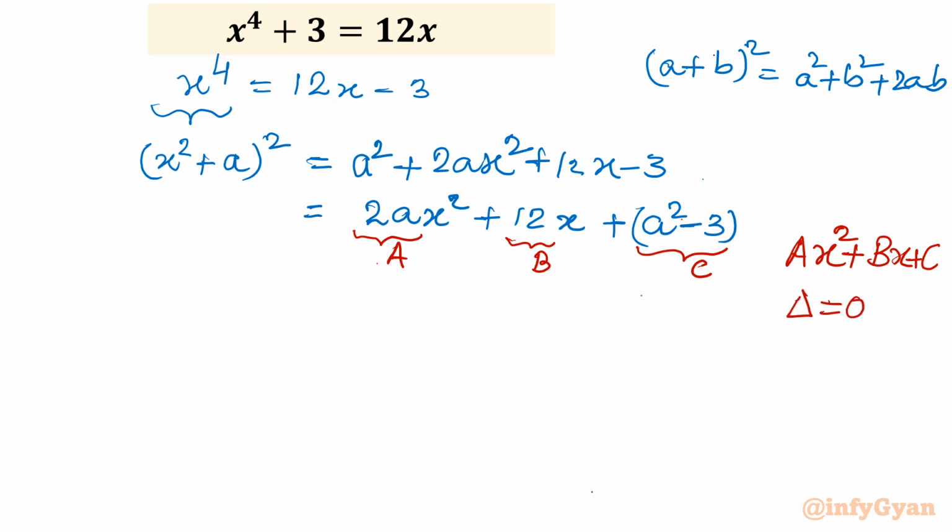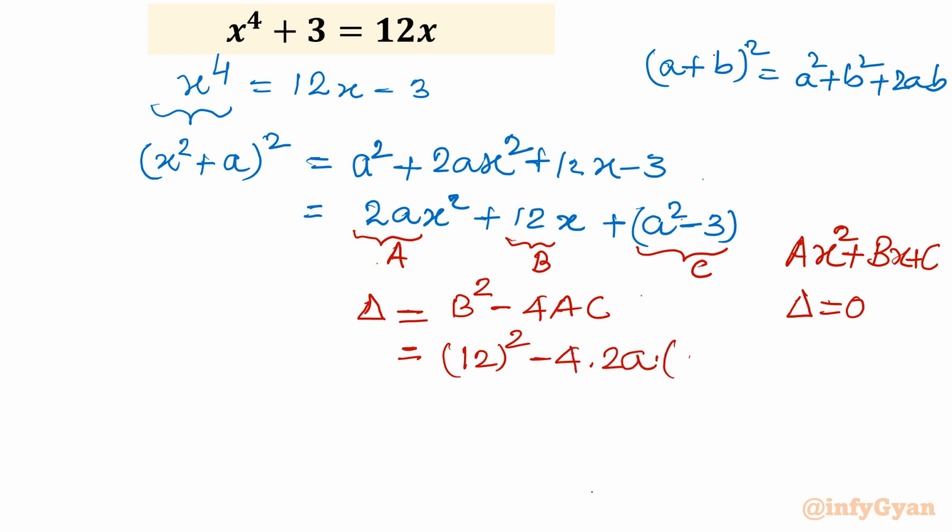Okay, the left hand side has a perfect square. On the right hand side we are trying to make it perfect. Let me find the discriminant first. Delta equal to b square minus 4ac. We are calculating, so it will give us 12 square minus 4 times A, which is 2a, times C, which is a square minus 3.